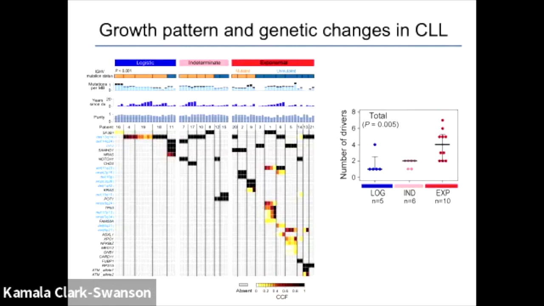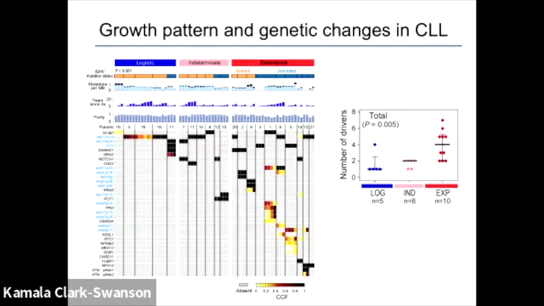As we see, it does tend to correlate with the growth patterns that we observe. On the left, I'm showing all 21 patients, first logistic, then indeterminate, and so on. On the x-axis, you can see the known drivers of CLL. For each patient, we have several of these rectangles, because we have several longitudinal time points where the cancers were sequenced.